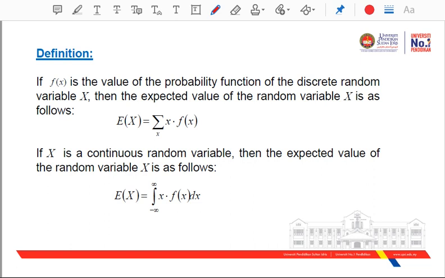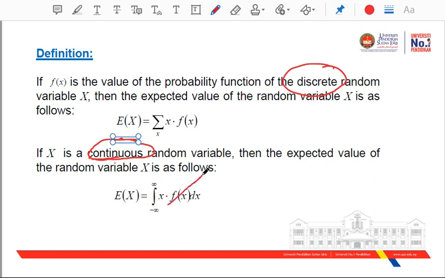By definition, if f(x) is the value of the probability function of the discrete random variable x, then the expected value of the random variable x is as follows. And if x is a continuous random variable, then the expected value of the random variable x is as follows. So look at the difference between these two. We can see here discrete and continuous. For discrete we use summation, and for continuous we use integration.